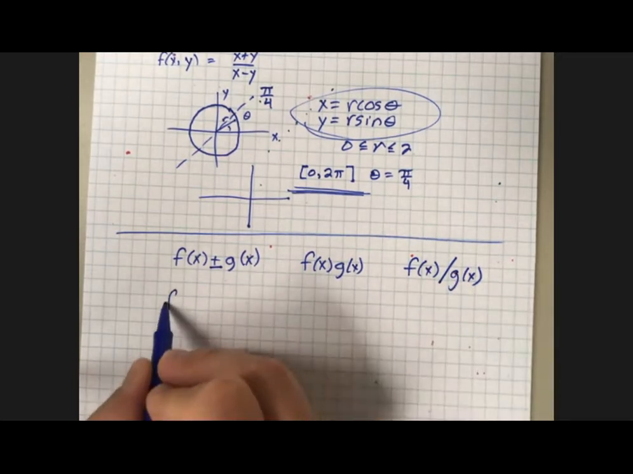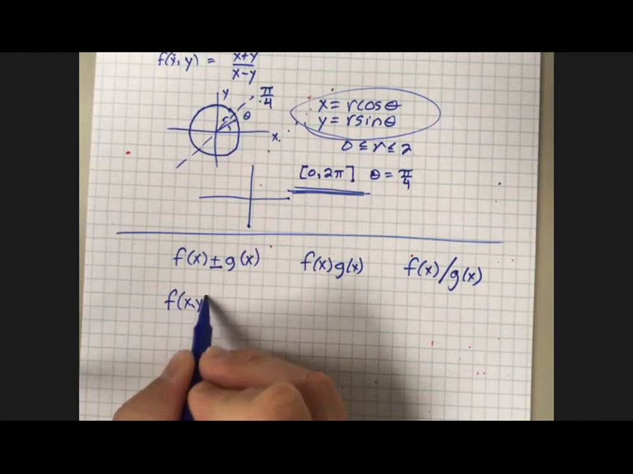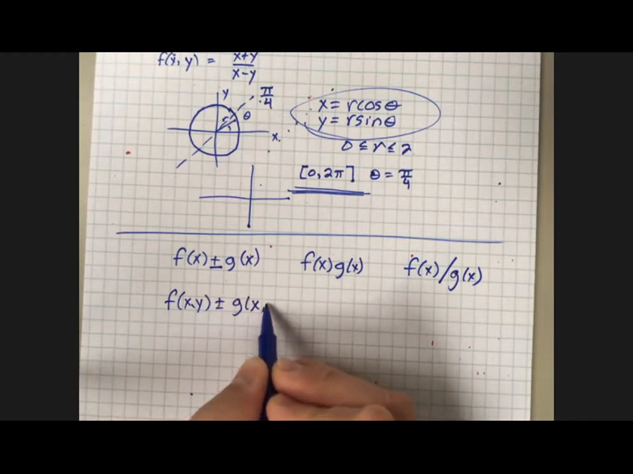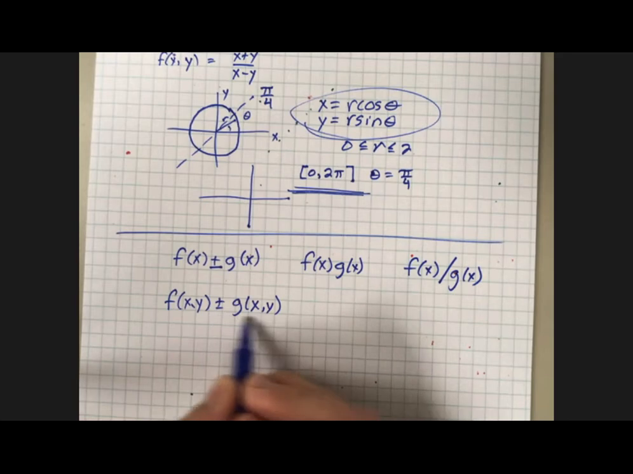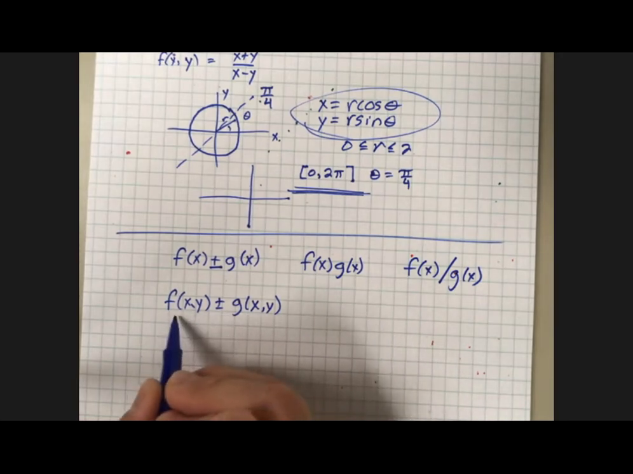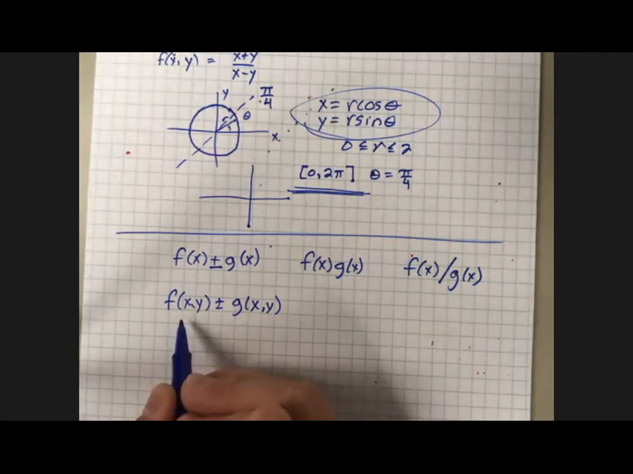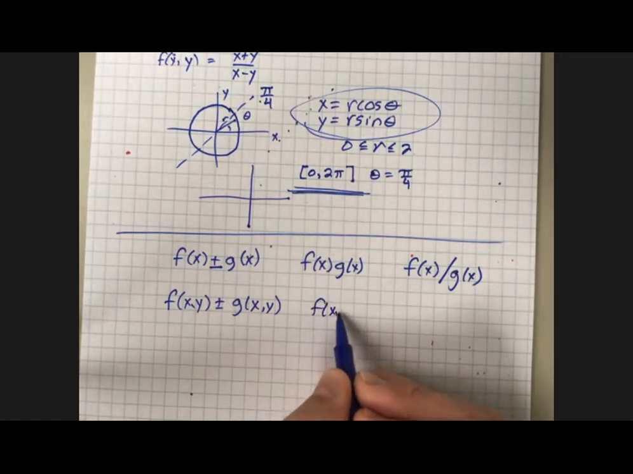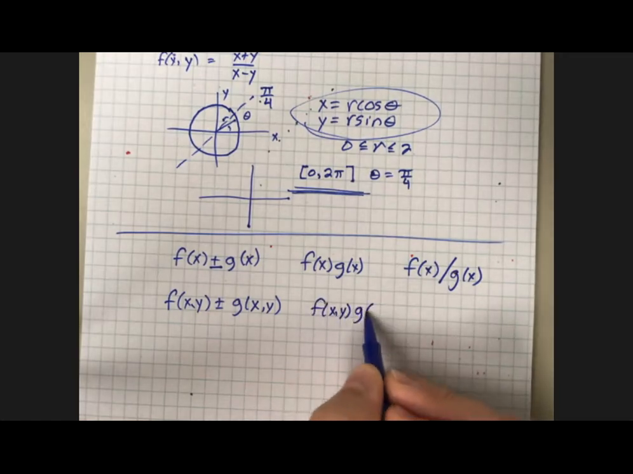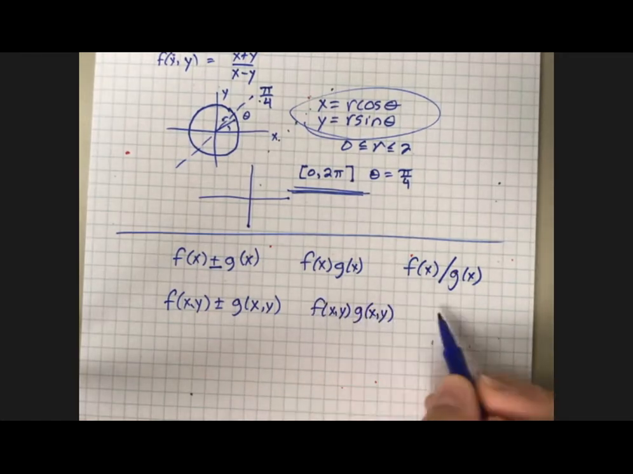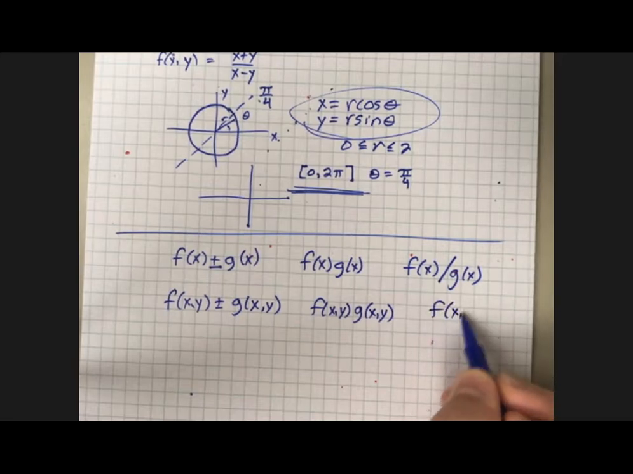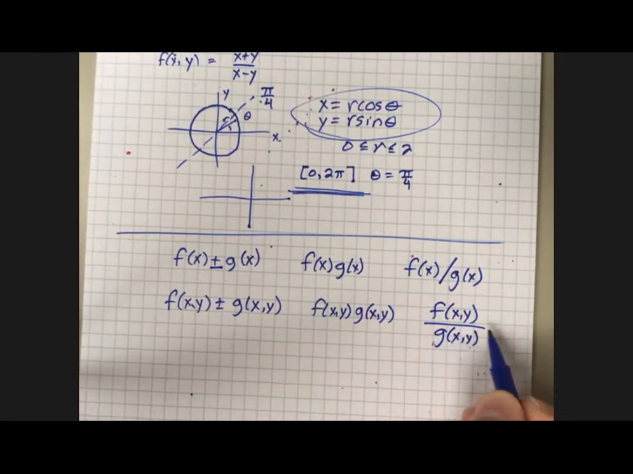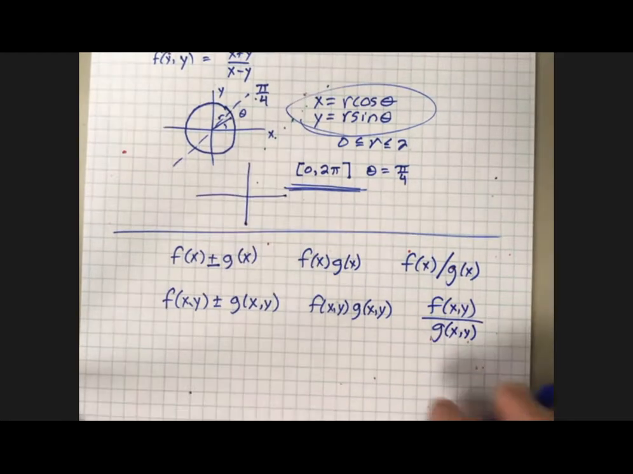Well, now I can do the same thing for functions of two or more variables. If I add functions of two or more variables or subtract them, and they are all continuous, smooth, well-defined, have limits, then so will their sum. So will their product. So will their quotient. As long as what? The bottom is never equal to zero.